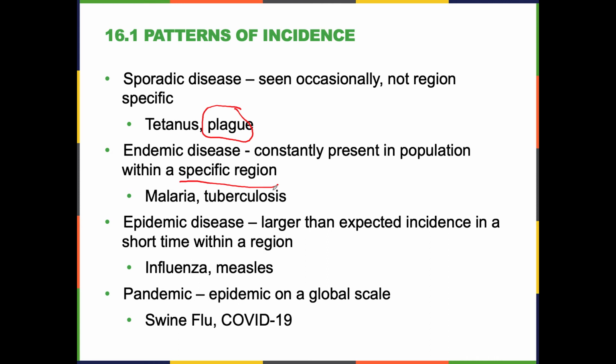And then if something goes on a global scale, we call that a pandemic, right? So swine flu went pandemic, COVID-19, right? Typically, things that have respiratory origin, we consider them pandemic, or they tend to go pandemic, because the spread is much easier and it's much harder to stop.